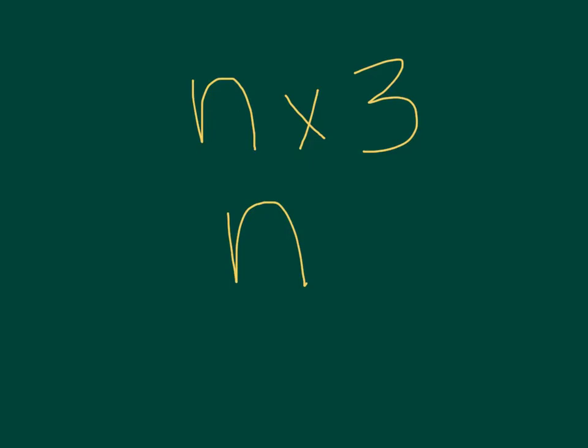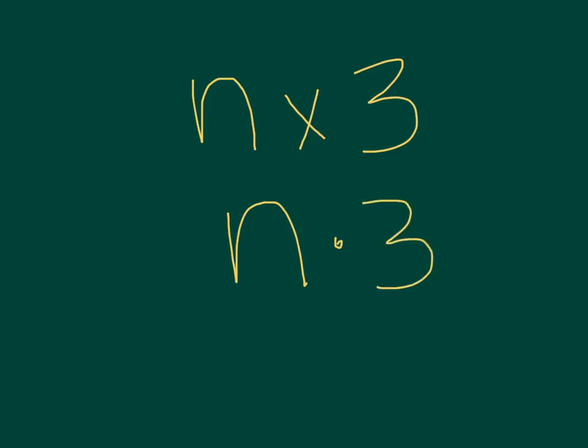So, let's take a different letter. Let's take n. All right. And let's write, I want to take n, which is some unknown number, and I want to times it by 3. Well, you can do this. You can do n times 3. That's one way to write it. Another way to do it is like this. N, and you put a dot, and 3.